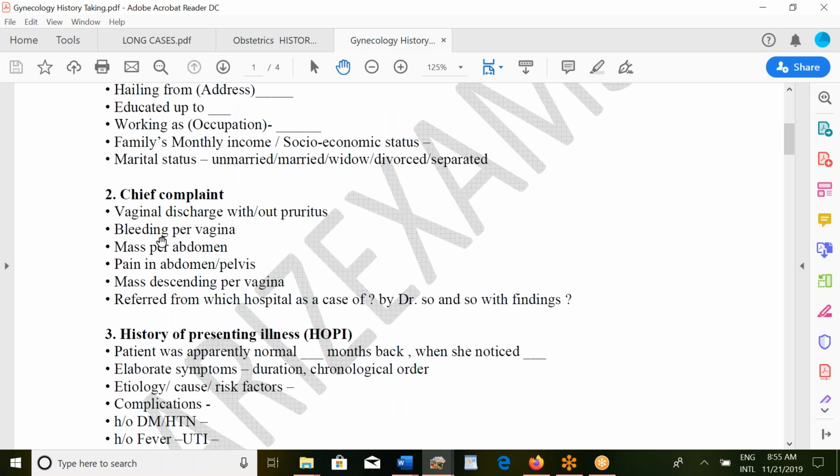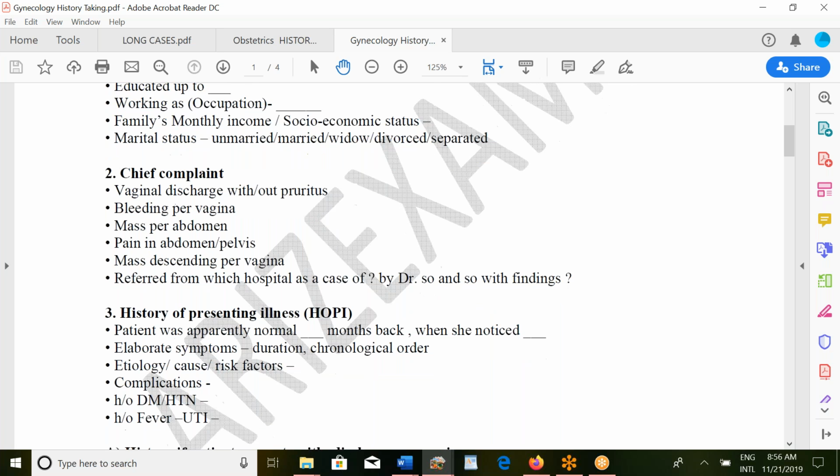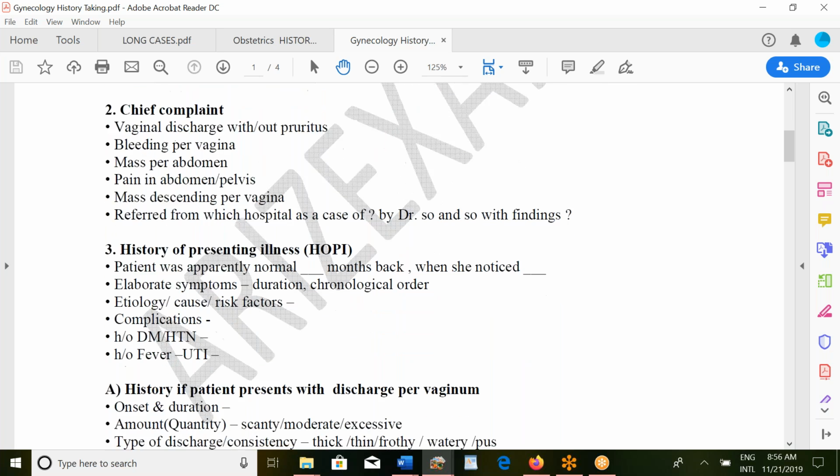She will mostly say there can be a discharge, pruritus, bleeding, a mass, or pain in the abdomen or pelvis, or a mass coming out of the vagina, and then from where you were admitted. This is very important because maybe she has been referred from some hospital, or she's coming from the A&E department or from the outpatient department.